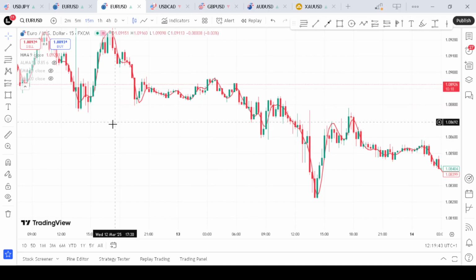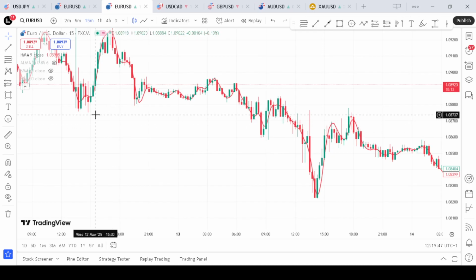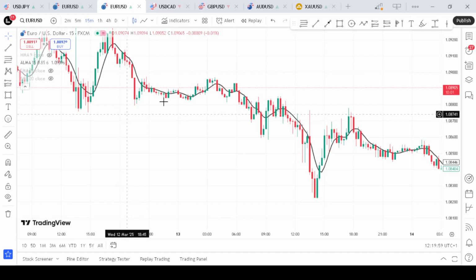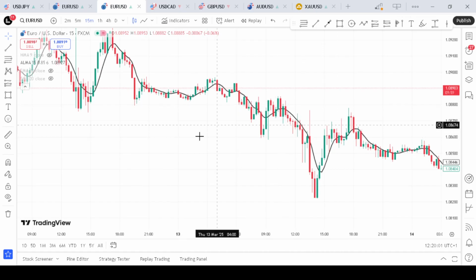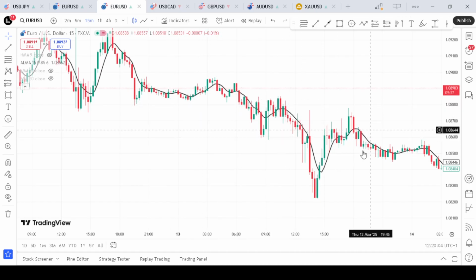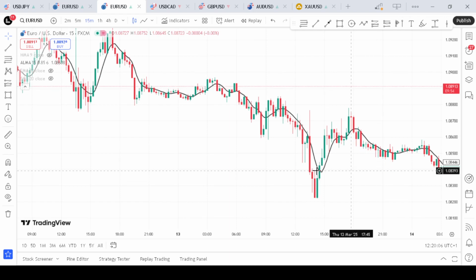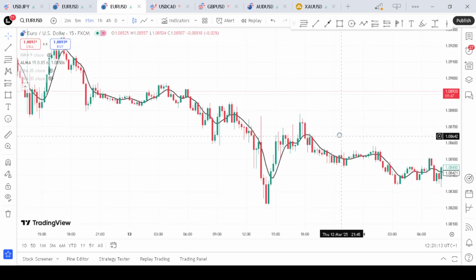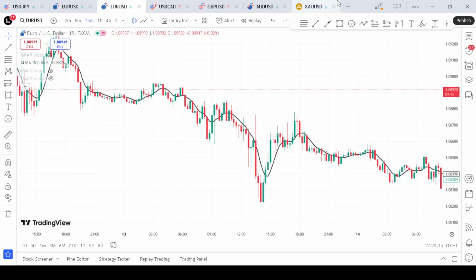Now we look at the ALMA, the Arnaud Legoux Moving Average, which offers a balance between responsiveness and smoothing of price. The ALMA is suited if you want smooth trend identification without sacrificing too much responsiveness. This is how it follows price and smooths out little noise in the price.